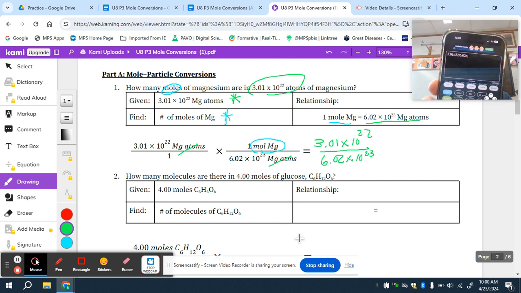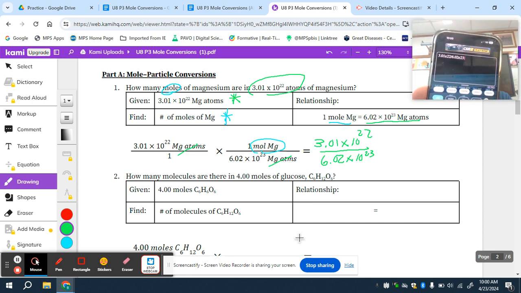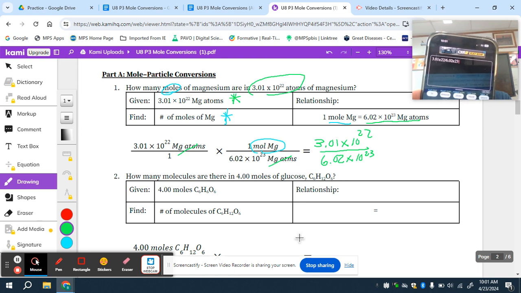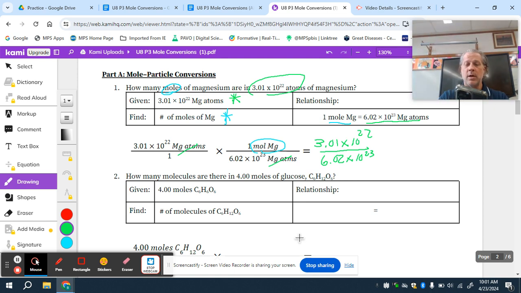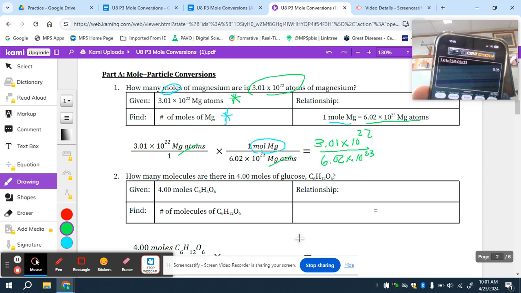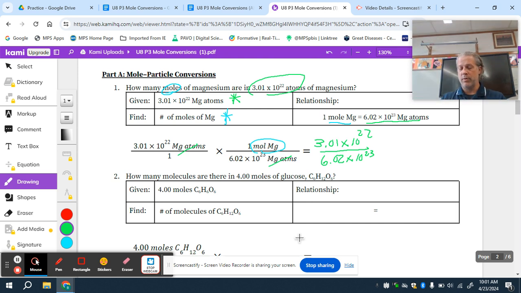3.01 E22 divided by 6.02 E, and now I'm going to add 23, and now it looks like this. Again, at this point, all I'm going to do is hit the enter button, and now I'm able to write my answer, which in this case is 0.05. So the answer here is 0.05 moles of magnesium. So that's my final answer for this first problem.